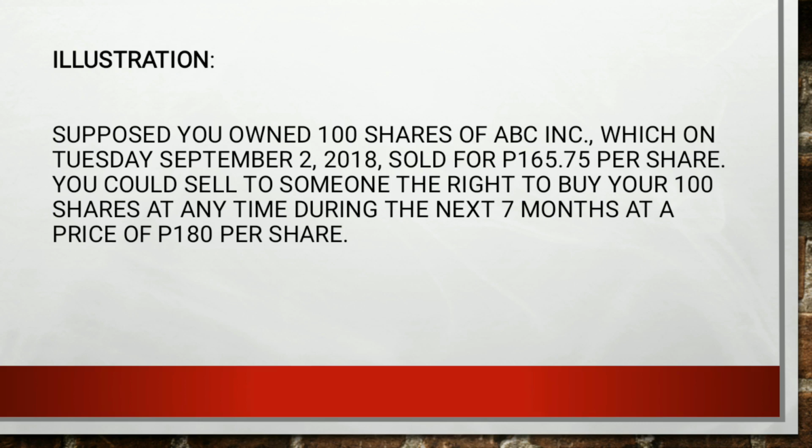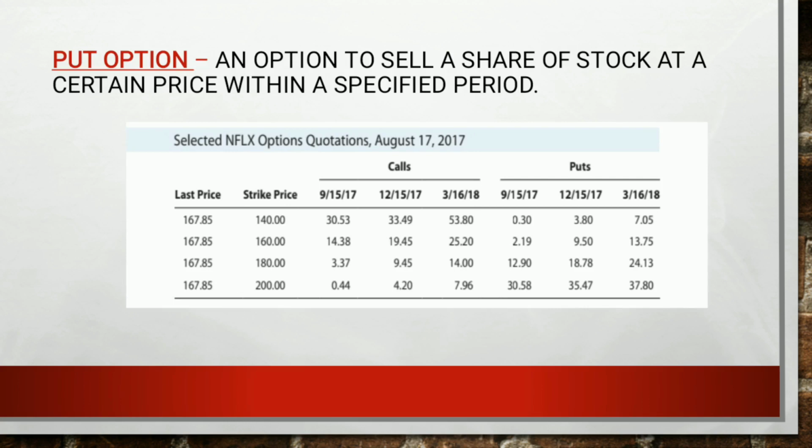When the exercise price exceeds the current stock price, a call option is said to be out of the money. When the exercise price is below the current stock price, the option is in the money. And next, we have the put option, an option to sell a share of stock at a certain price within a specified period.